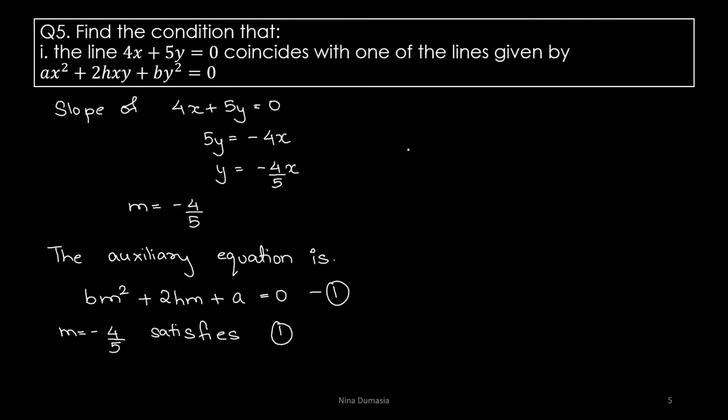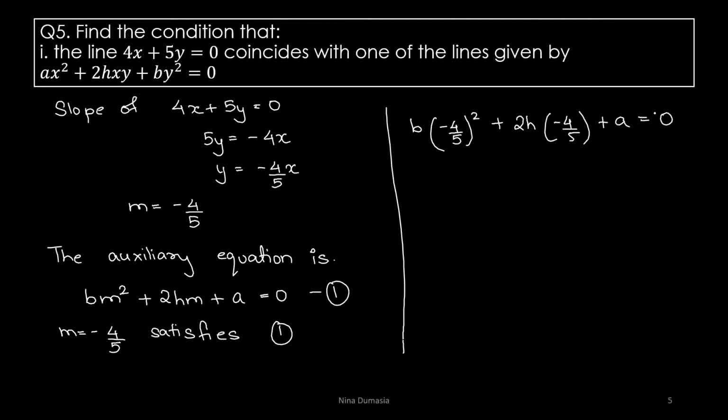Okay, so let us substitute it over here और जो condition मिलेगा वो उसी से मिल जाएगा हमें. So b into (−4/5)² + 2h into (−4/5) + a = 0. Okay, therefore we get b into 16/25 plus 2h into −4, so actually ये −8 हो जाता. We'll do it in the next step now. Plus a = 0.